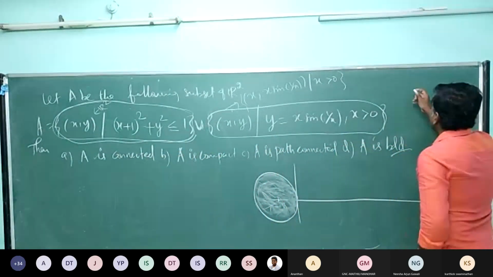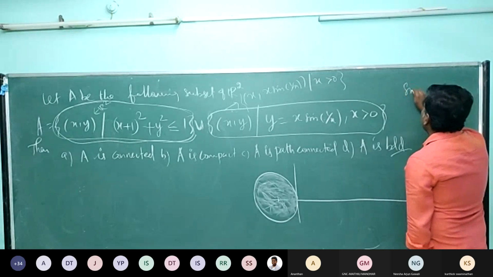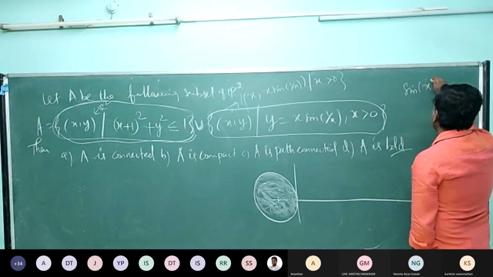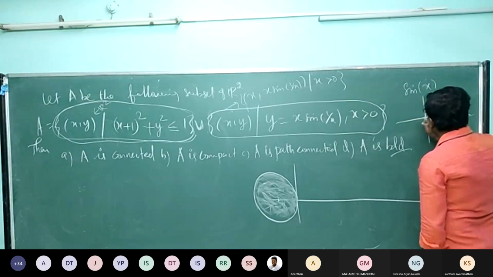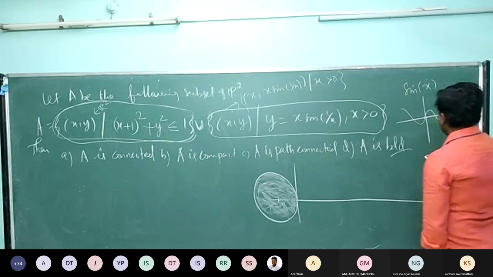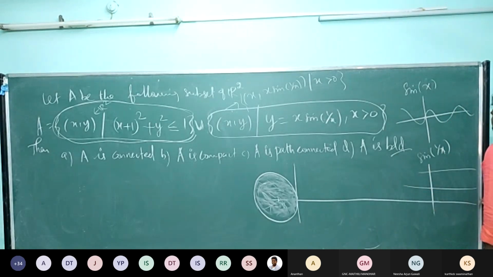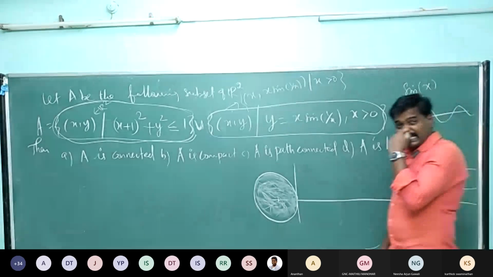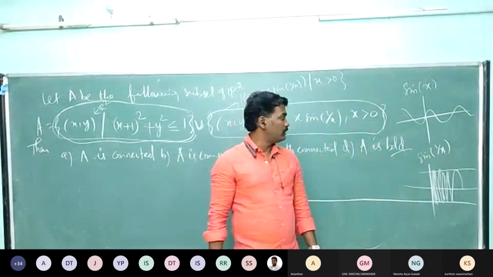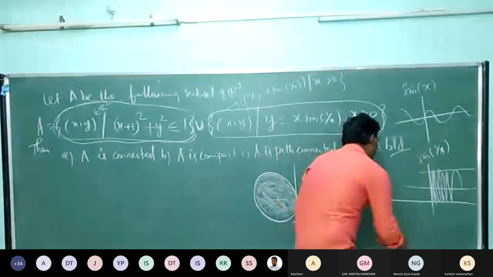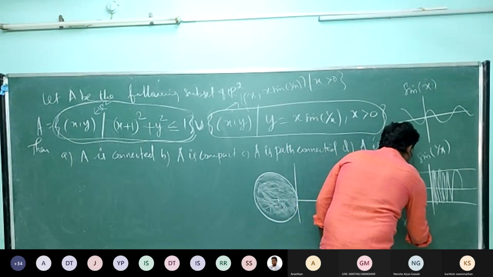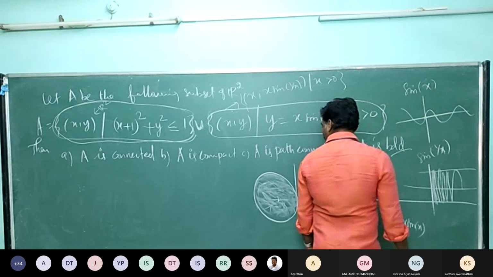Now, if you know the graph of sin x, it goes like this, and so on. Do you know the graph of sin(1/x)? In 0 to 1, it is very close to 0, so your graph is like this. It will touch -1 and +1, and so on, each and every time. The oscillation is very high close to 0. That's sin(1/x). Do you know the graph of x sin x? I am roughly drawing a diagram.